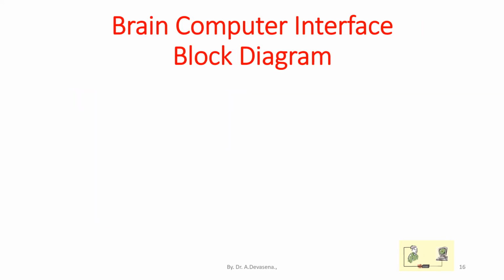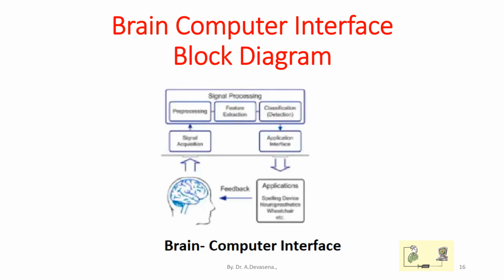Brain-computer interface block diagram is represented here. In this diagram, we are seeing the signal acquisition block, pre-processing block, feature extraction block, classification, that is the deduction block. Then we are seeing the application interface, the applications. From the applications, feedback is given to the brain.